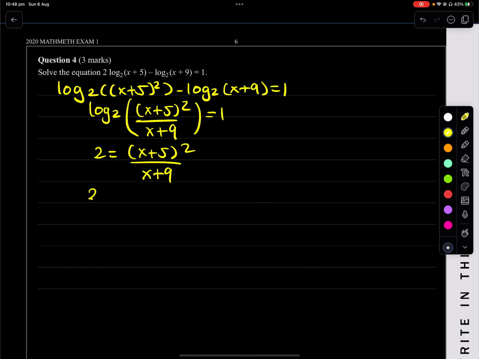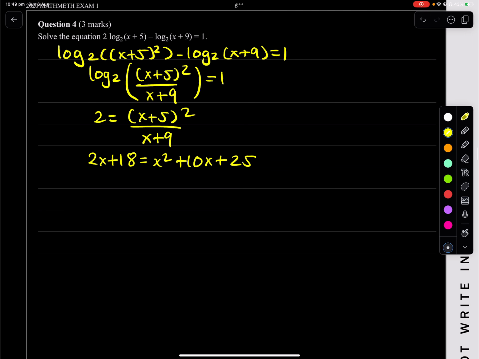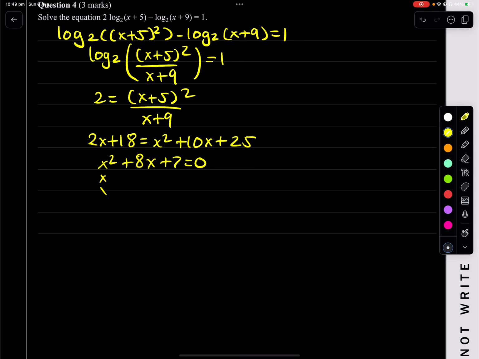That'll be 10x plus 90 equals x squared plus 10x plus 25. So that'll be x squared plus 8x... 25 minus 18, so plus 7 equals 0. Factorizing this, 7 and 1, it will be (x plus 7)(x plus 1) equals 0. So x is equal to negative 7 and x equals negative 1.